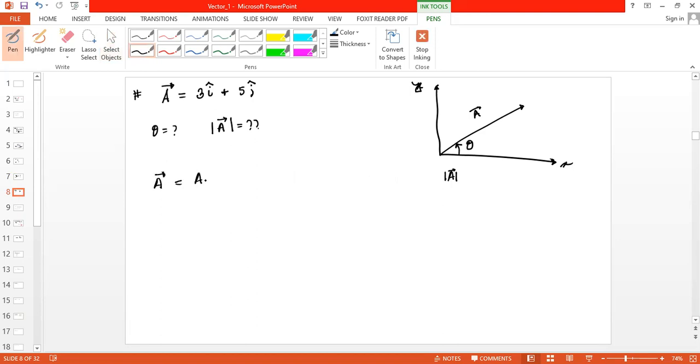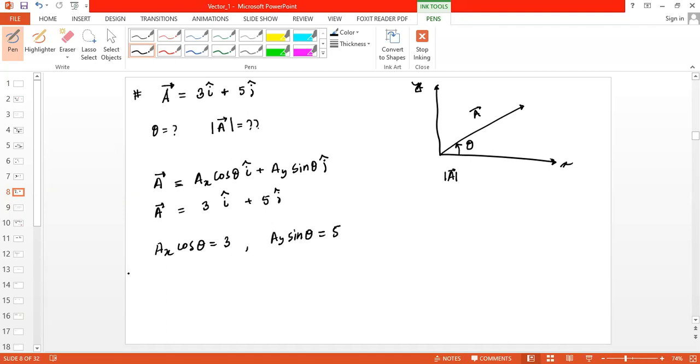Just look here. We know A can be written as A cos theta i plus A sin theta j, right? This is how we can write a vector. And in this case, the vector is A equal to 3i plus 5j. Comparing these two vectors, we can say A cos theta is equal to 3 and A sin theta is equal to 5. So 3 means A cos theta and 5 means A sin theta.